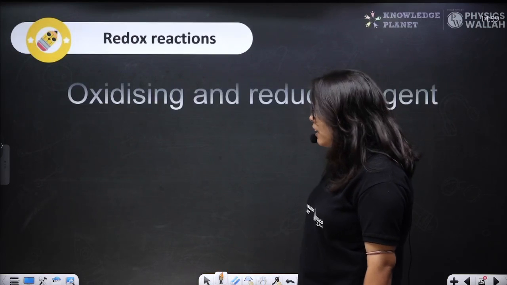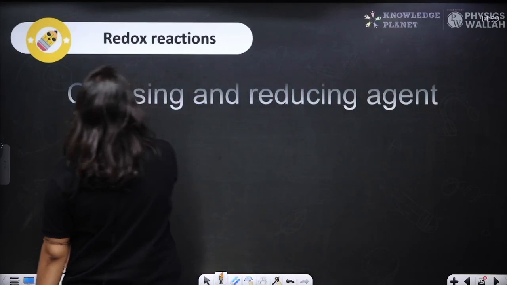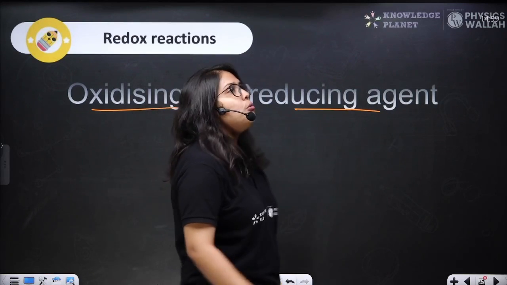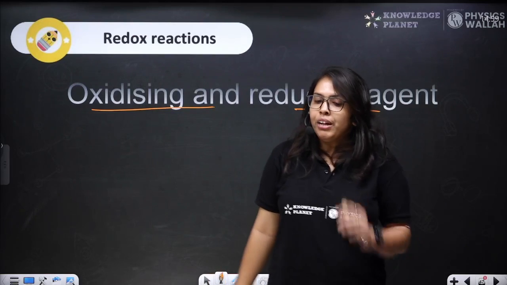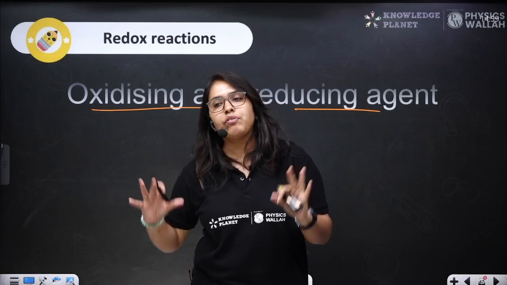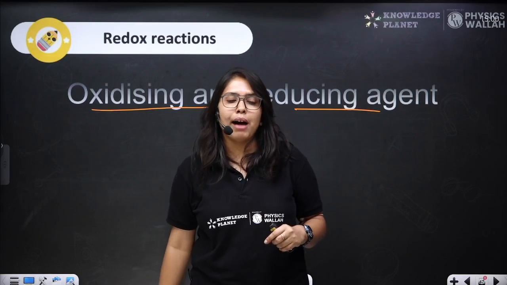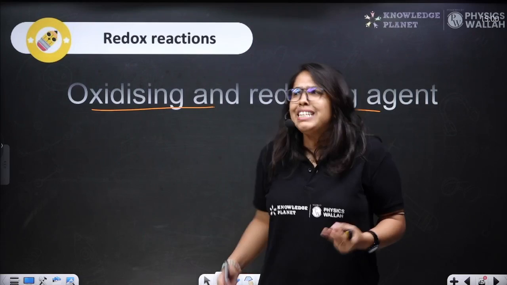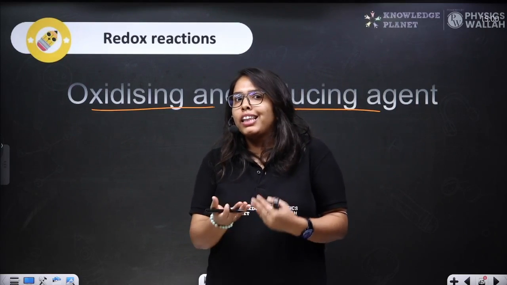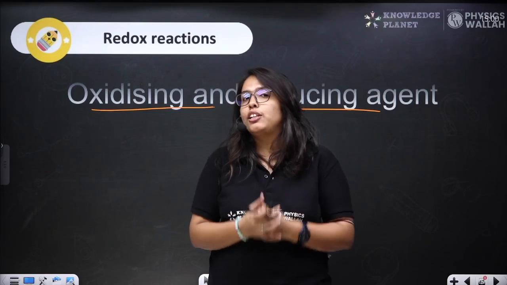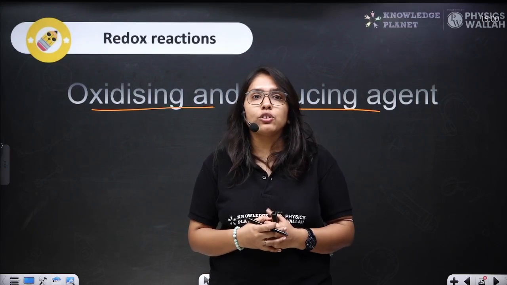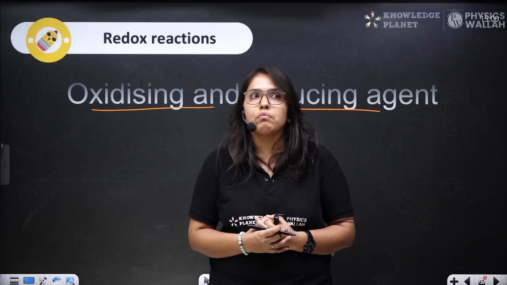Now there is another term that I want to introduce to you, that is oxidizing agent and reducing agent. Now there is one thing that I want to clarify. Let's say you want 2 chocolates and I have 10 chocolates. You come and ask me, ma'am, you have 10 chocolates, can you give me 2? Since I have 10, I can give you 2. But let's say the thing is reversed. I have 2 chocolates and you want 10. You come to me and say, ma'am, I want 10 chocolates. How can I give you 10?